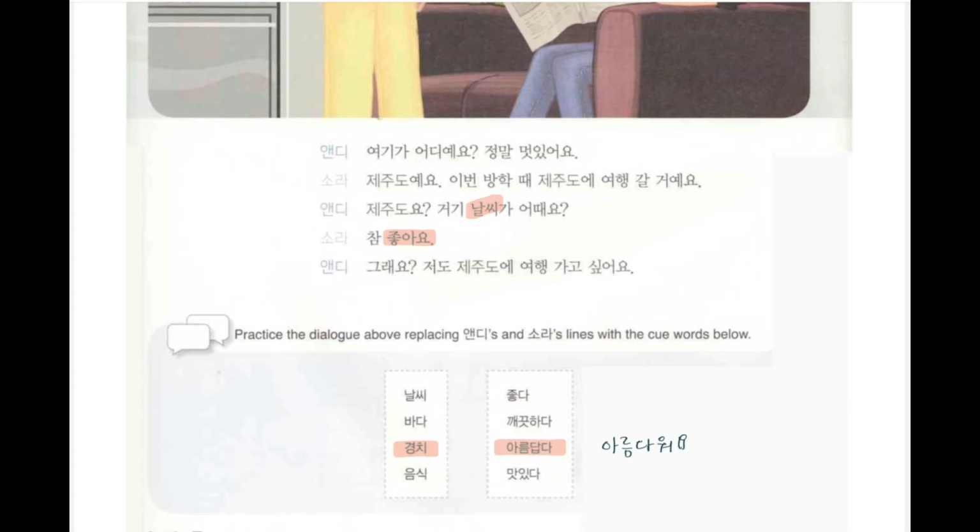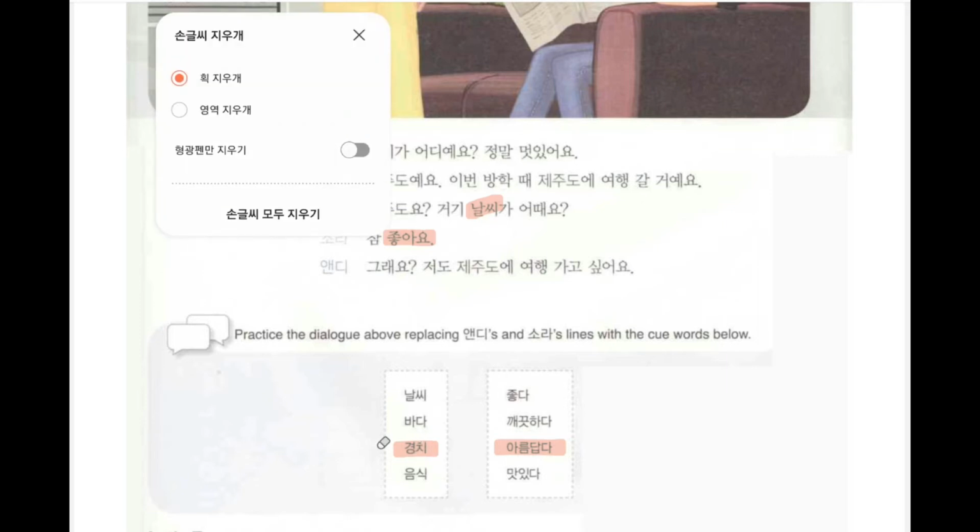Done? 자, 좋습니다. Let's practice. 제가 앤디 할게요. 여러분이 소라 하세요. 여기가 어디예요? 정말 멋있어요. 제주도요? 거기 경치가 어때요? 그래요? 저도 제주도에 여행 가고 싶어요. 좋습니다. 자, this time 여러분이 앤디 하세요. 제가 소라 할게요. 시작. 제주도예요. 이번 방학 때 제주도에 여행 갈 거예요. 참 아름다워요. 자, 아주 좋습니다. Very good, everyone.